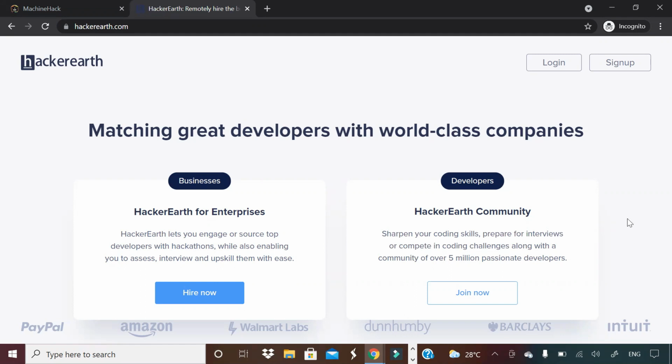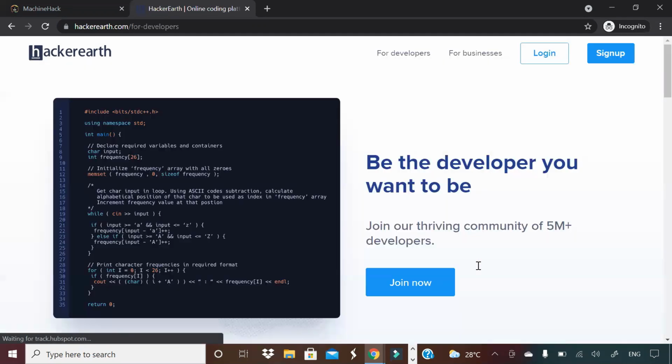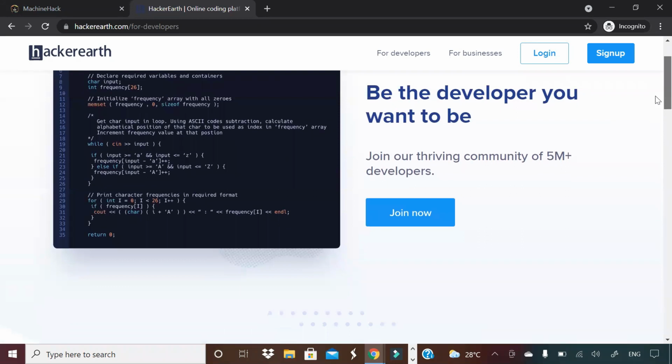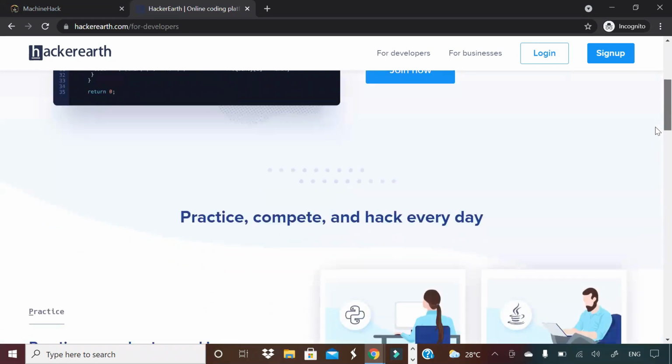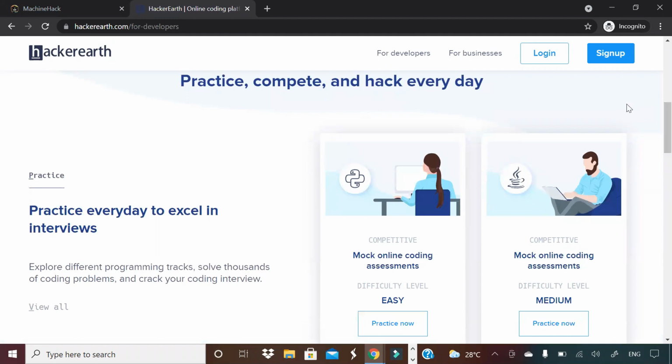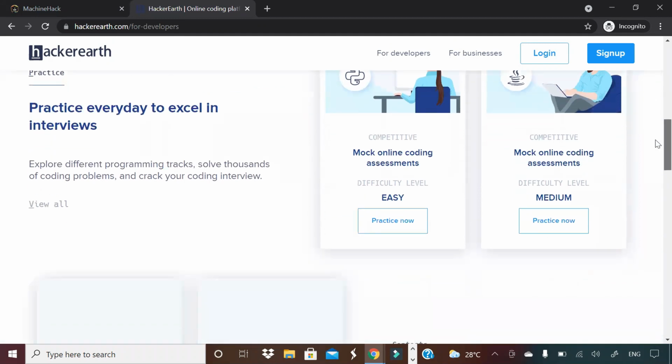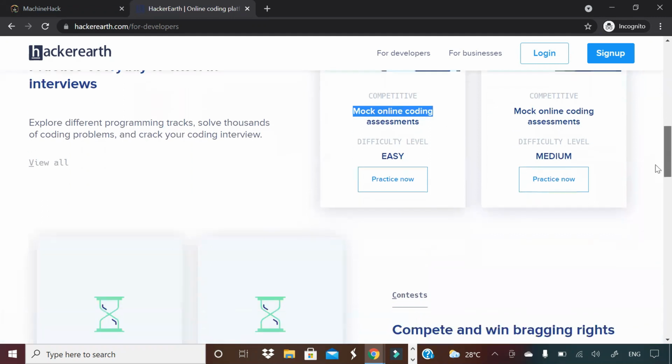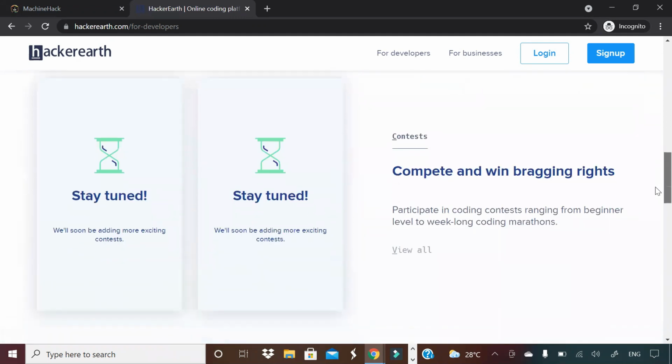Okay. Some more details about these platforms guys. For example, if I want to say I am a developer, I want to join, then I click here. Be the developer you want to be. So nearly 5 million plus developers have registered in this place. Practice, compete and hack every day. So what all you can do here? You can give a mock online coding assessment. You can give online coding assessments of easy, medium and difficult level.